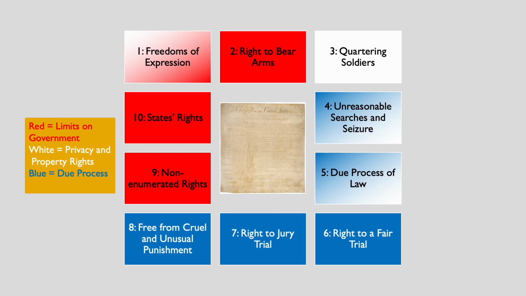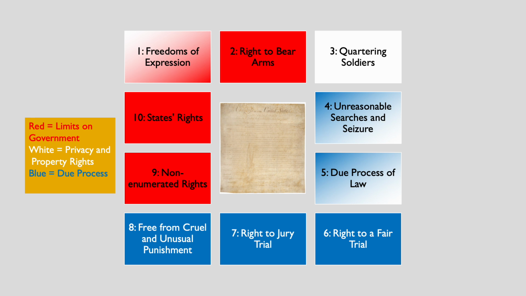So this is the Bill of Rights, amendments 1 through 10, and I've color-coded them. The ones that are red, we're talking about limits on government power. The ones that are white, we're talking about privacy and property rights, like your freedom within your own property and your own privacy. There's no explicit right to privacy, but we'll talk about that in a bit. And blue are due process rights. If you are charged with a crime, what rights do you have if you are accused?